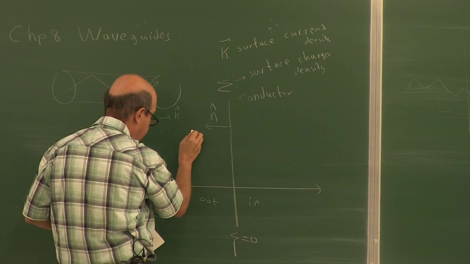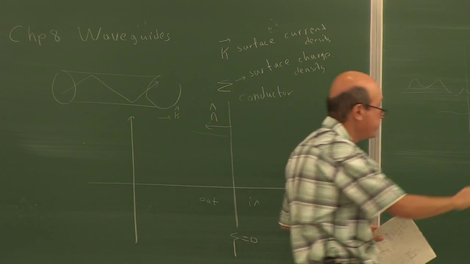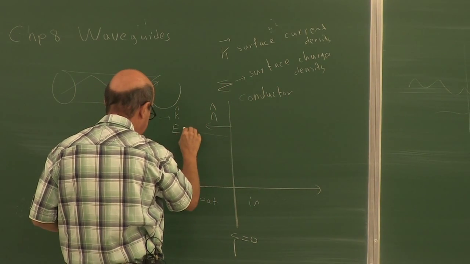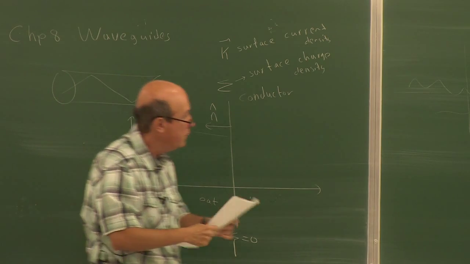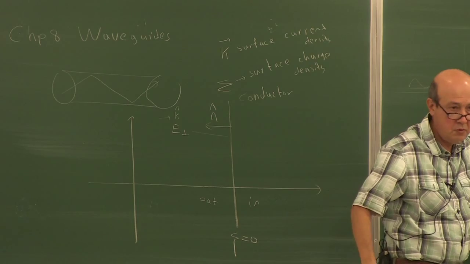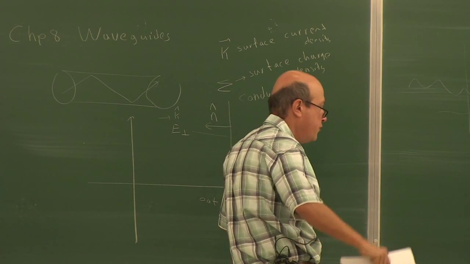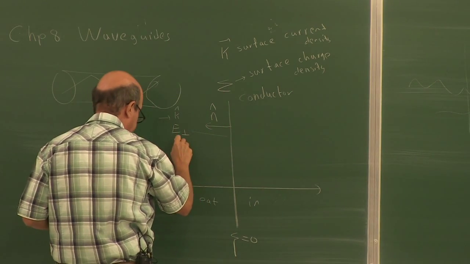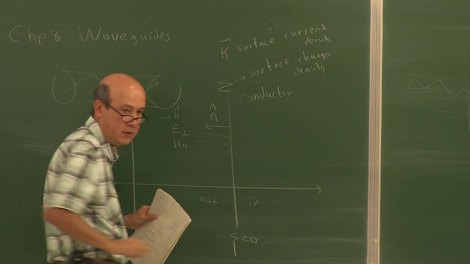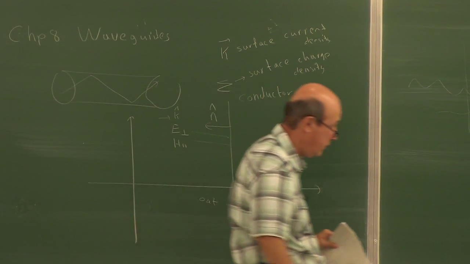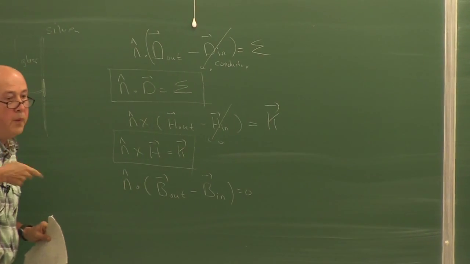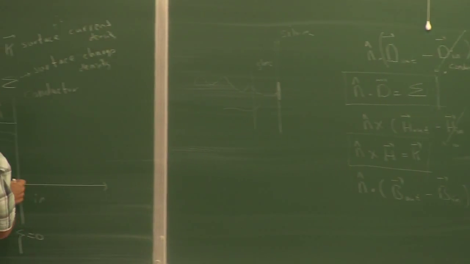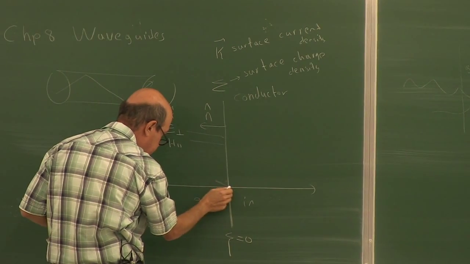Near the conductor, the perpendicular component of E is stronger, from the first boundary condition, because you have some free surface charge density. The tangential component of H is stronger, but near the conductor, the normal component of the B is not stronger, close to zero. So therefore, near the conductor, ideally this should be zero.